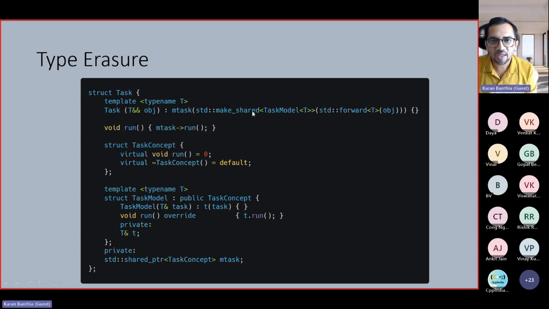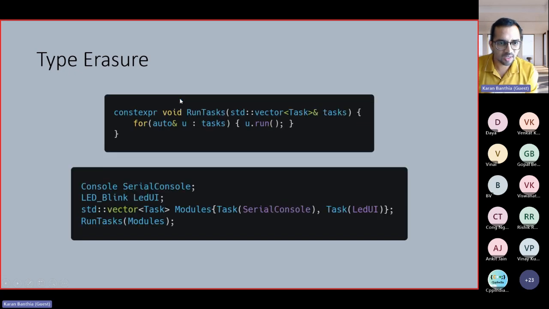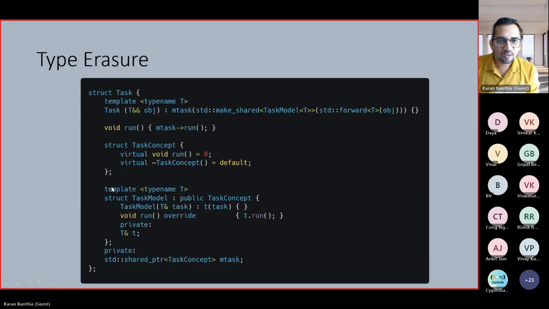I can forward this object. I can create a shared pointer out of this task model and of my object. So for example, in this task, I'm going to pass in console and LED blink, which are my classes, which I want to run as task. So this console will go here. The task model will create an object of console type. So the type of console is erased. That is why it is called type erasure. Now, internally, I have an object reference to an object of type console.